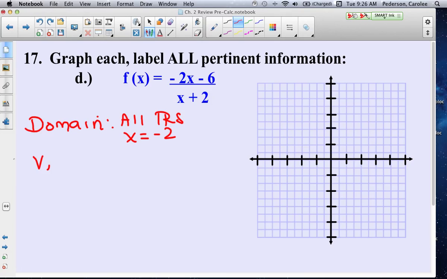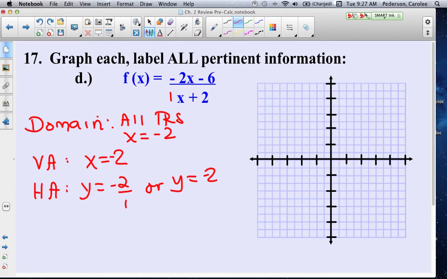So then where's the VA at? Can't be -2, right? So x equals -2 will be the vertical asymptote. Then we go on to the HA. The degrees are the same, so it would be negative 2 divided by 1. Yep, so you divide those. So the HA is negative 2 over 1, or in reduced form, y equals negative 2.